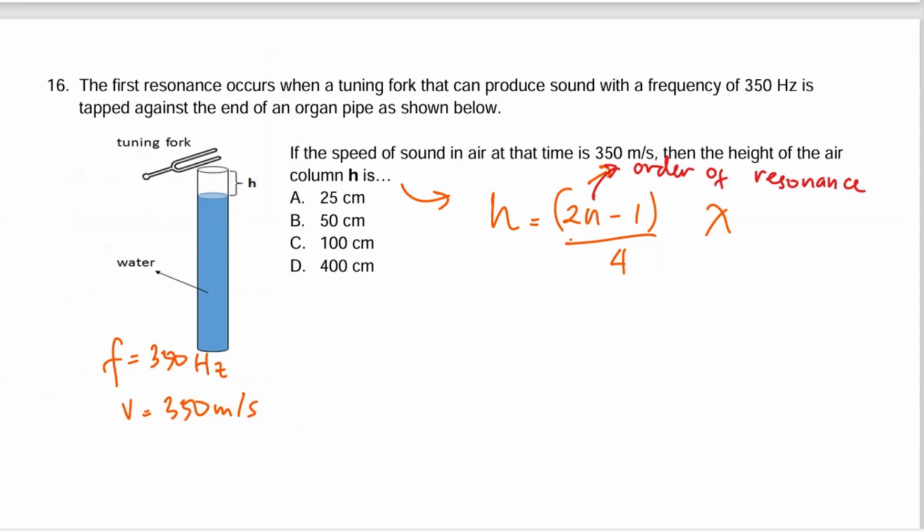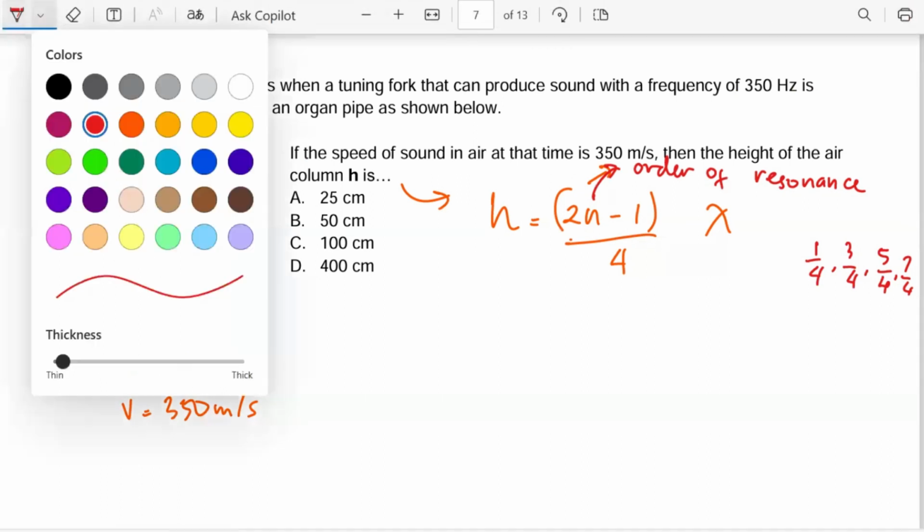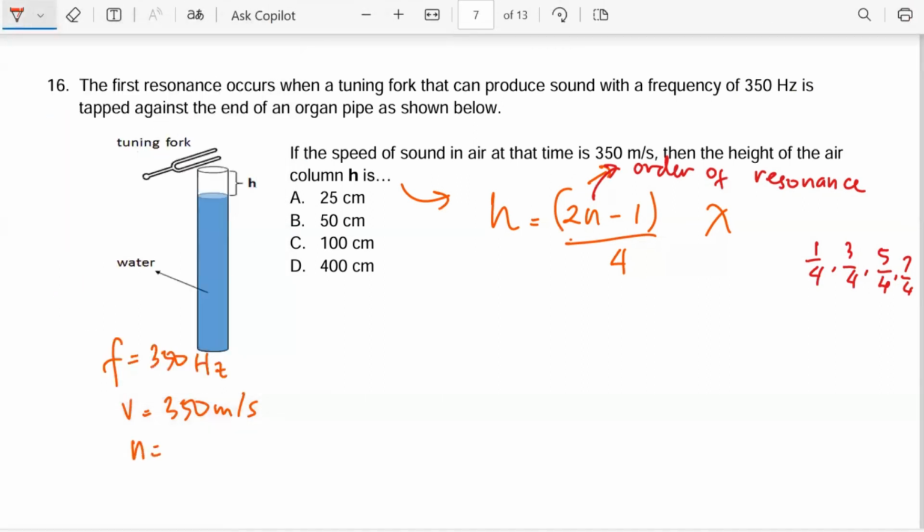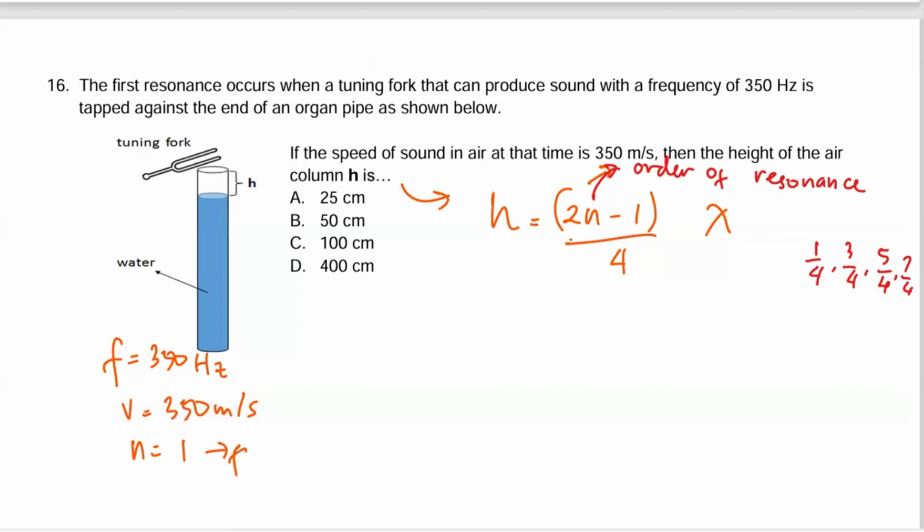We also can know that the resonance only happens when the height of the air column is 1/4, 3/4, 5/4, 7/4, and so on. Because this is the first resonance, the order of the resonance is 1, so n equals 1. If the question doesn't mention whether this is first, second, or third, you can just assume that it's the first resonance.